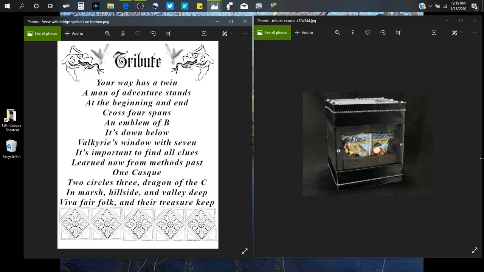So, consecutively from top to bottom. That was just tossed in there. It means nothing for where the treasure ground is located. But once a person gets to treasure ground, it's in the marsh, hillside, valley deep, right? Via fair folk and the treasure keep. See how it says via fair folk and the treasure keep?